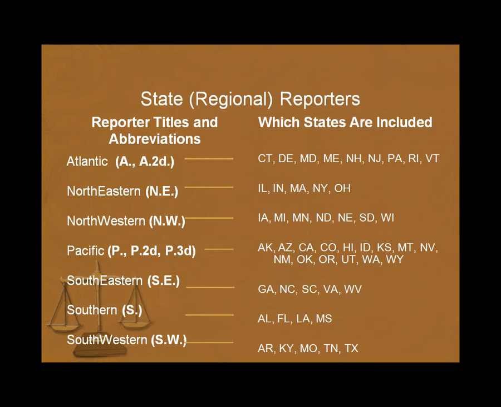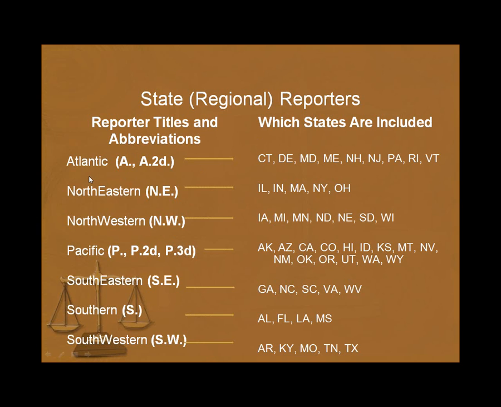Now, some states continue to publish their own official court decisions on their own. In addition to their state official court decisions, there's also a commercial publisher, Thomson West, who has for 200 years published court decisions, and they have divided the country into geographical regions, and they publish appellate court decisions from these different states in their sets of geographical reporters, or what we call regional reporters.